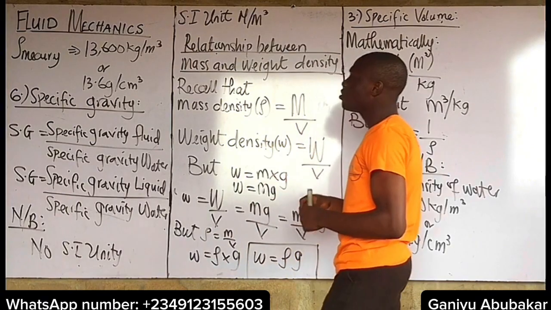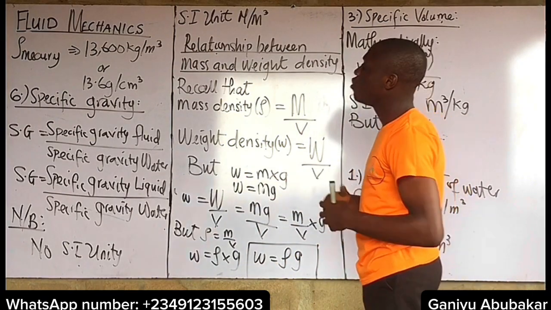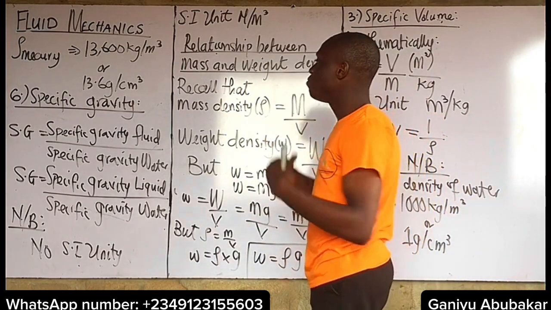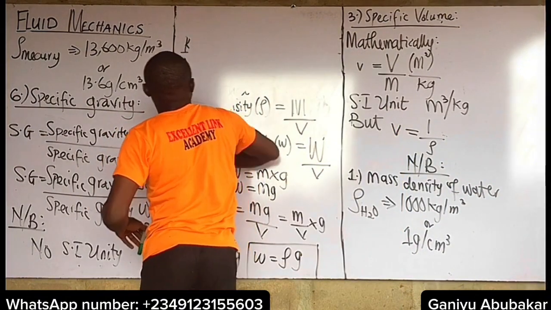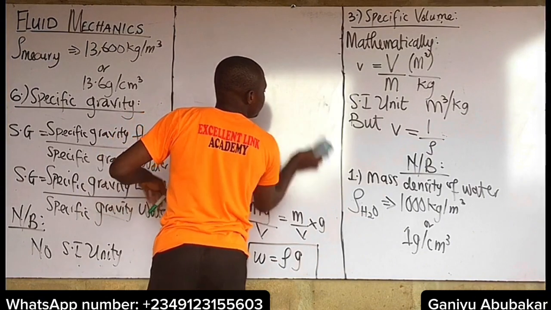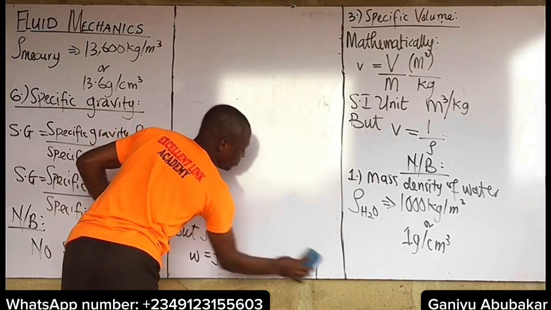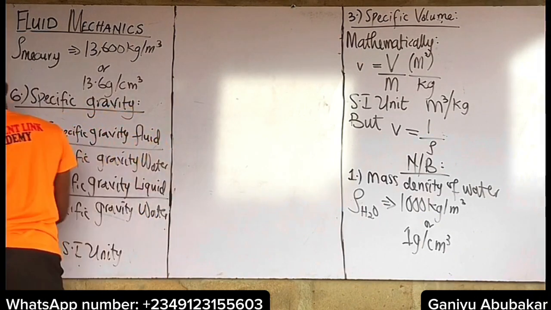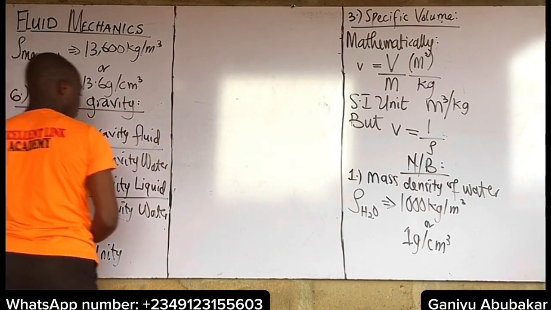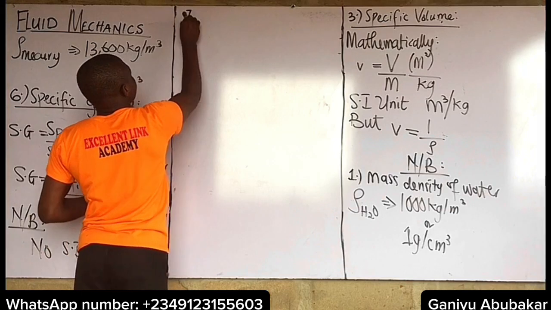Let's consider the seventh property of fluid, called relative density. Number 7.